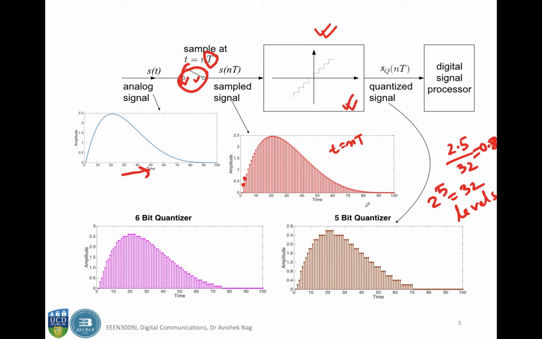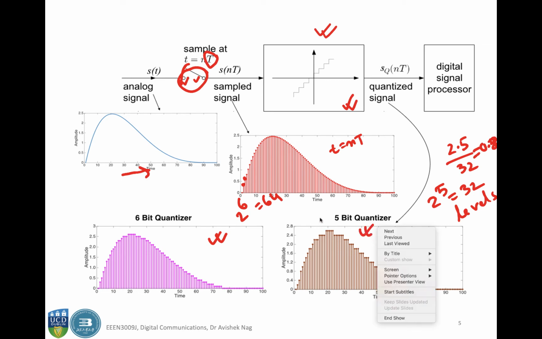So if it is a 5-bit quantizer, then you have less numbers to work with, you have only 32 levels. If you choose a 6-bit quantizer, then you have 2 to the power 6 levels, which is 64, and in that way you can even have a better approximation of the sample signal. So if you see this quantized output versus this quantized output, you can closely and clearly see the difference, that the 6-bit quantizer is probably a more accurate representation of the original signal than the 5-bit quantizer.